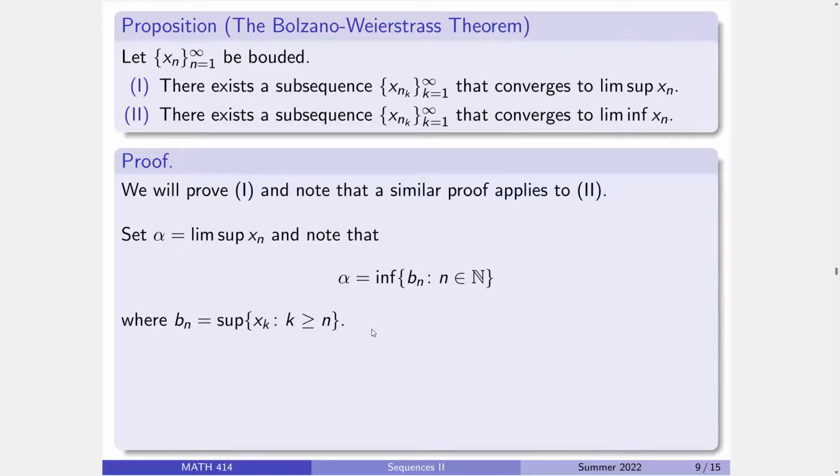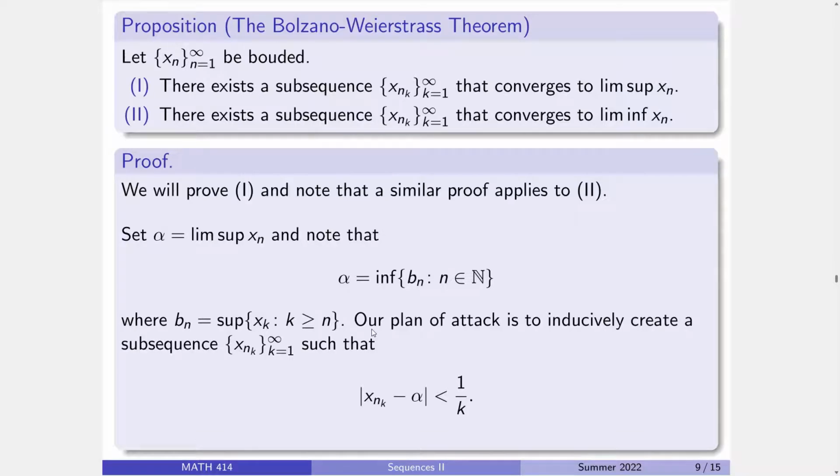So we have that. Now, here's what we're going to do. We are going to inductively create our subsequence, and we're going to inductively create it so that the following holds: x sub n_k minus alpha is always less than 1 over k. And that guarantees that the subsequence must actually converge to the lim sup, because given an epsilon, there is a 1 over n, where 1 over n gets less than epsilon and stays less than it. And there we go. That's the plan of attack. That's all we're going to do.